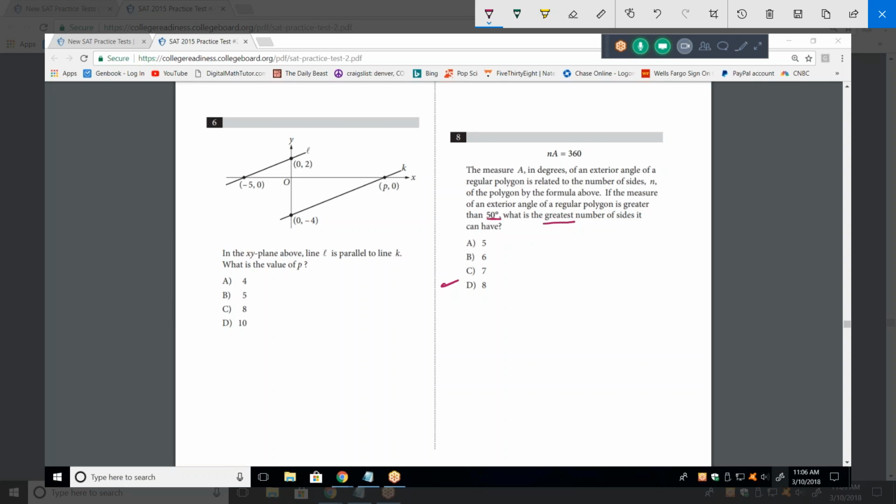Can it have 8? This is a non-calculator, right? Yes, that's correct. You don't need a calculator anyway. What you need to do is this. What's 8 times 50? 400. It has to equal 360 or less. So that doesn't work. In other words, 400 degrees is too much. So we can cross off that answer.